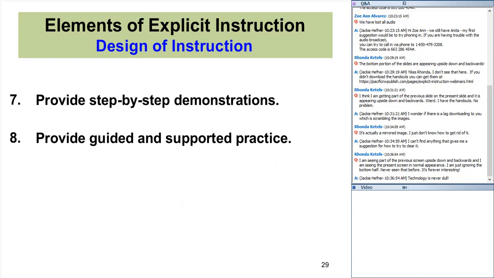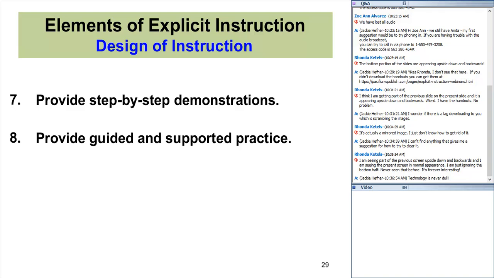Then, of course, we provide step-by-step demonstrations and follow it with guided and supported practice. So this goes right back to the skills or the strategies we as teachers use when we're teaching new information. That we have I do it, we do it, you do it, or demonstration, guided practice, checking for understanding.